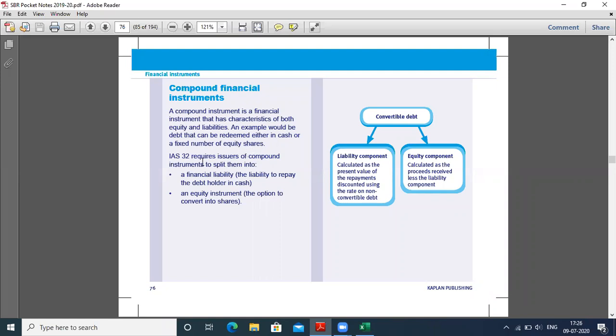Now as per IAS 32, in case of compound instruments, we need to split the financial liability and the equity instruments. The equity amount will be shown as equity and the financial liability will be shown as a liability. Now let me give an example. I am expecting everyone to please focus on this.